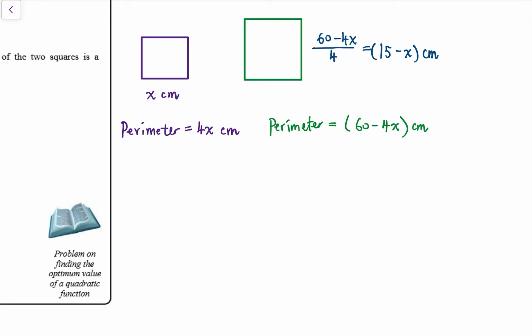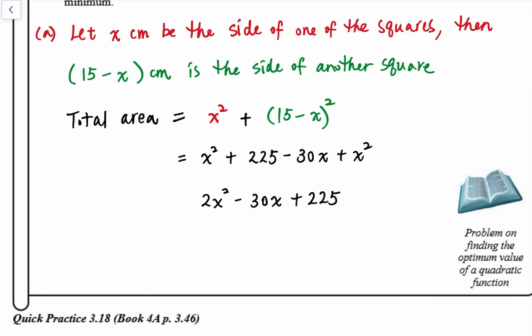And we want to find the total area of these two squares. So the area of the smaller square would be x squared. The area of, let's say, the other one, which is green in color, would be (15 minus x) squared. So the total area would be x squared plus (15 minus x) all squared. After simplification, total area is 2x squared minus 30x plus 225.